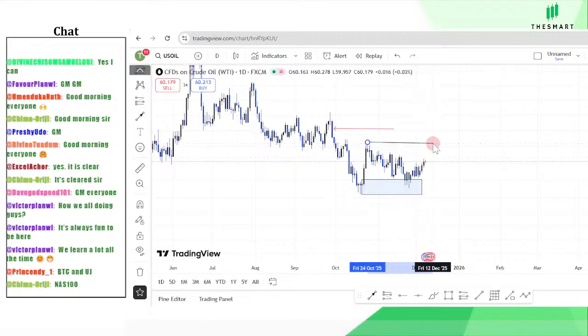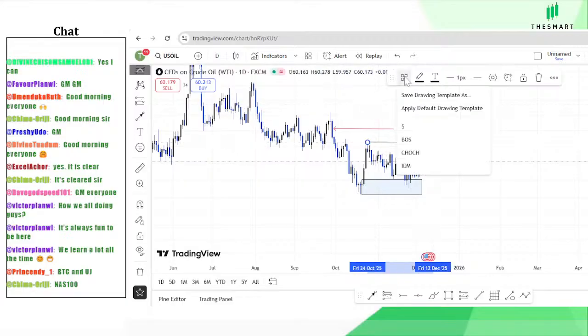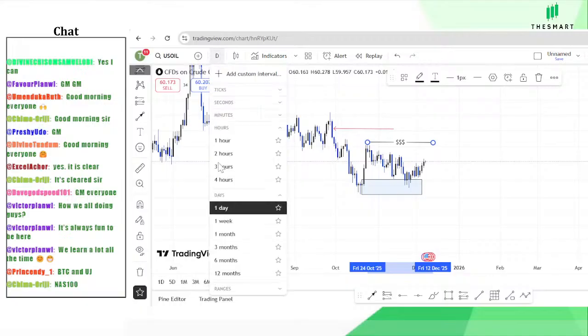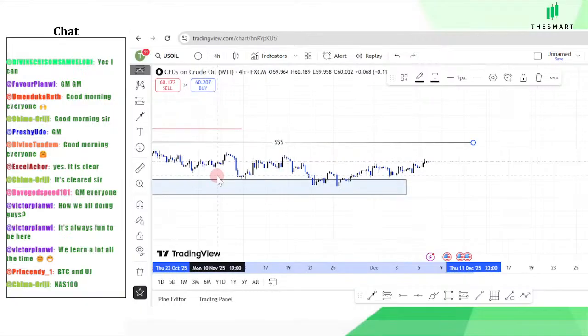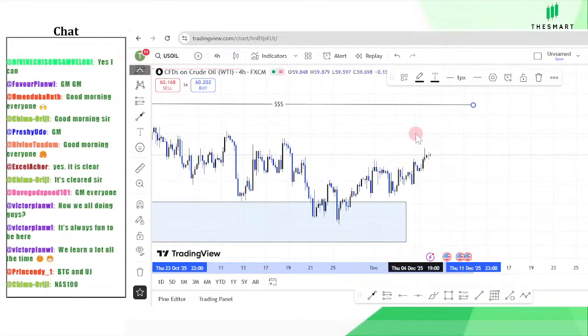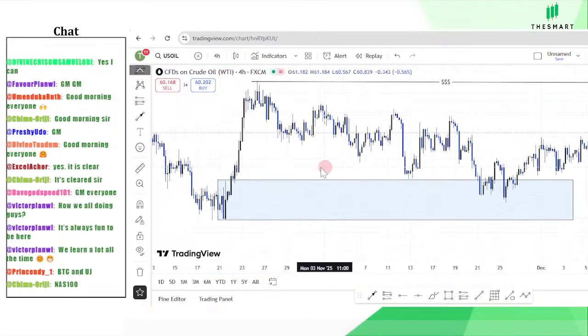So this is what I want to see. This high taken out by liquidity at this point. So now let's step down to the 4 hours. So look for continuation entry to the upside. Okay, so first let's get to refine the order block properly.